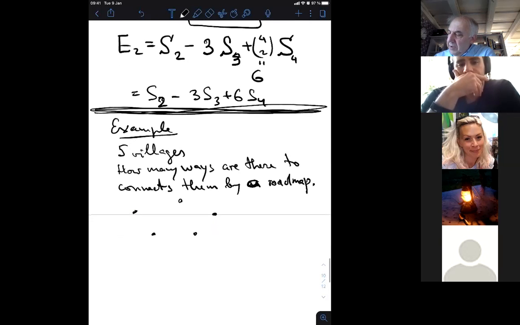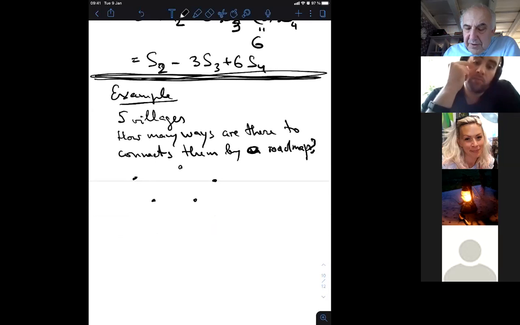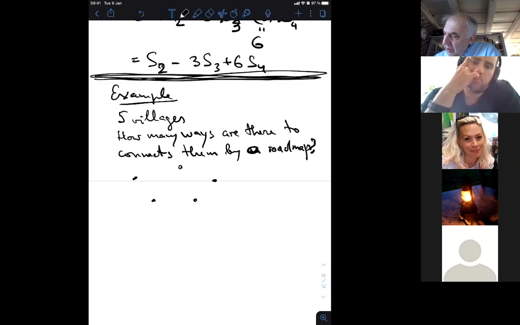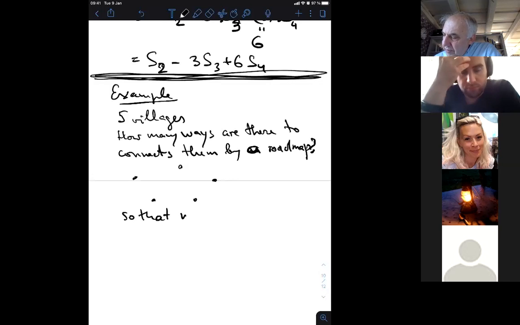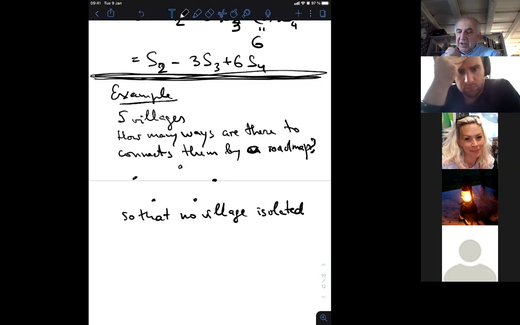Okay, so usually we reinterpret this in terms of graphs. Oh, sorry, I think I formulated it in the wrong way. We want a road map so that no village is isolated. So it's not the same property as being able to go from one to another. It's just the property that every village is connected at least to one other village by road.